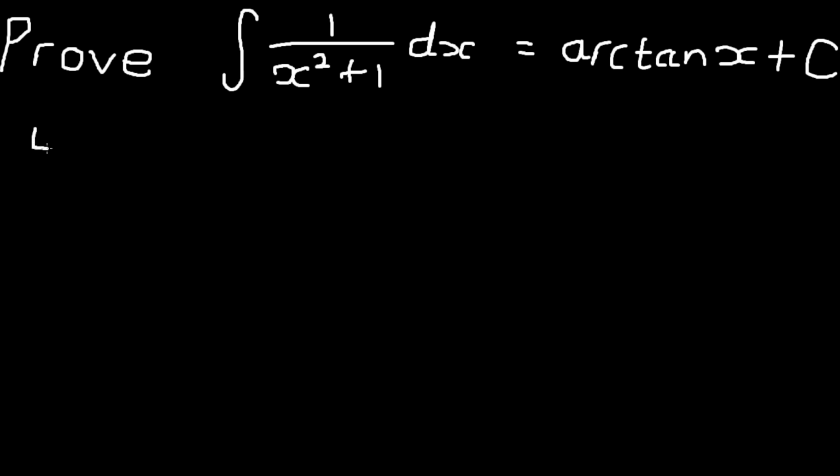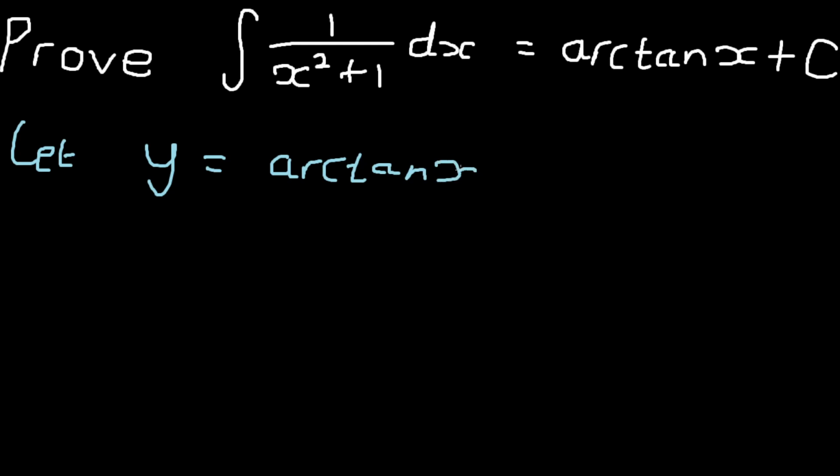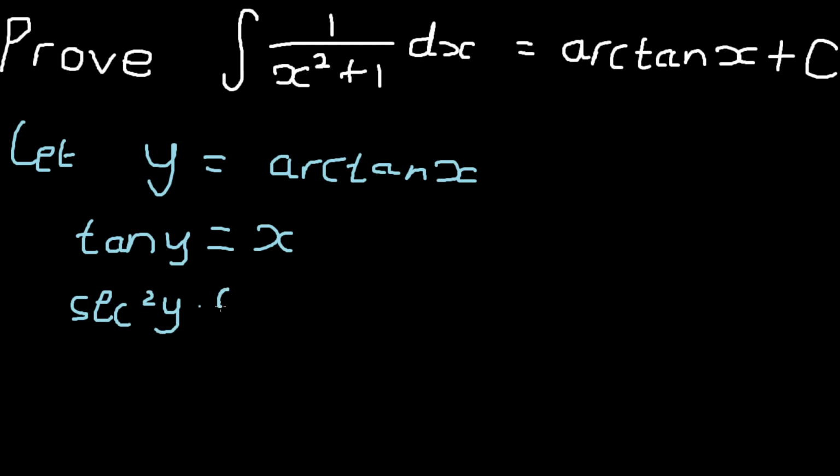So first of all, let's let y equal the arctangent of x. This means that the tangent of y is equal to x. Let's do implicit differentiation on both sides. We get that the secant squared of y multiplied by dy by dx is equal to 1, because the derivative of x with respect to x is just 1.